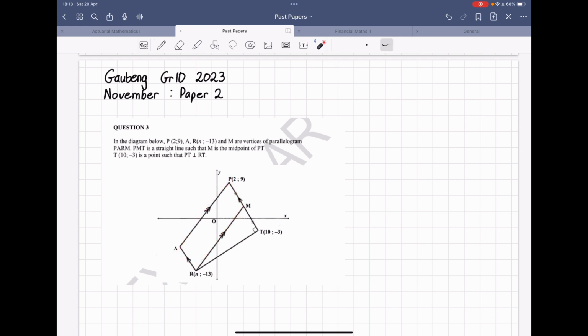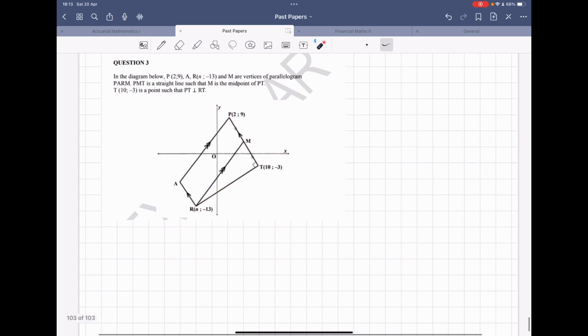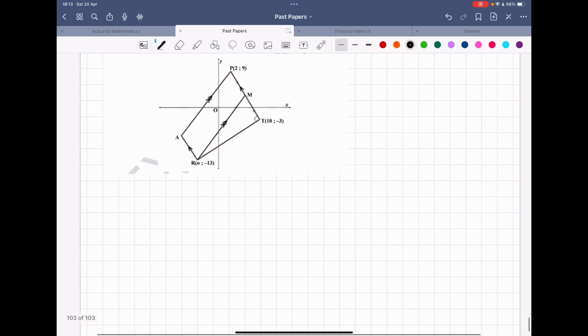Then we're told that PMT is a straight line such that M is the midpoint of PT, which means that PM is equal in length to MT. And we're told that T, the point (10; -3), is a point such that PT is perpendicular to RN. So this is a 90-degree angle. Then we have some questions.